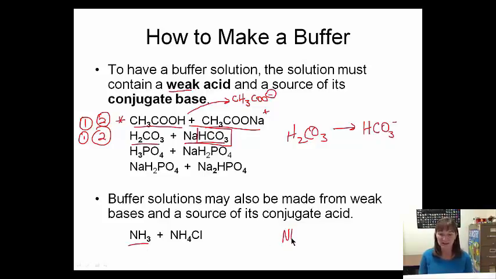So let's go over that. If this is the base and I want you to draw the conjugate acid, you're going to say, okay, bases accept hydrogen ions. So when this ammonia accepts a hydrogen ion, I'm now going to have 4 hydrogens instead of 3, and that hydrogen ion came with a positive charge. So here's the ammonium polyatomic ion. Does my other compound here contain ammonium? And the answer is yes. So it meets 2 criteria: a weak base and a source of its conjugate acid.